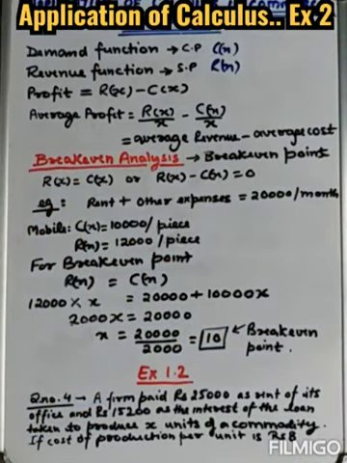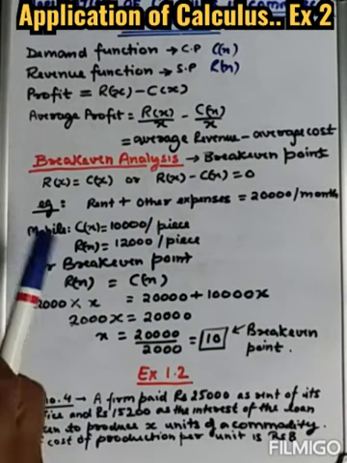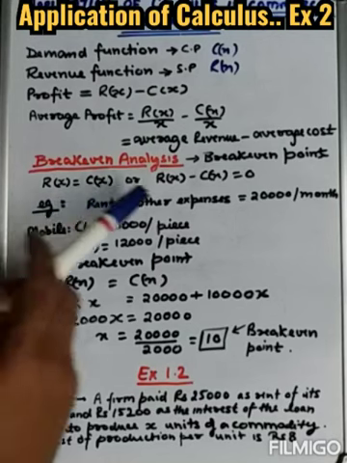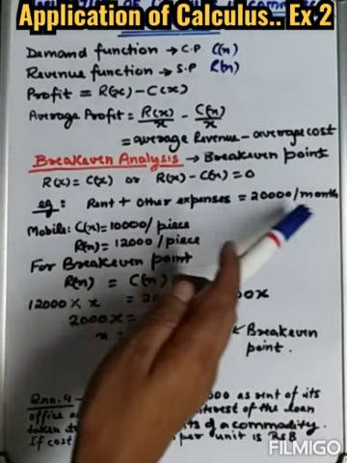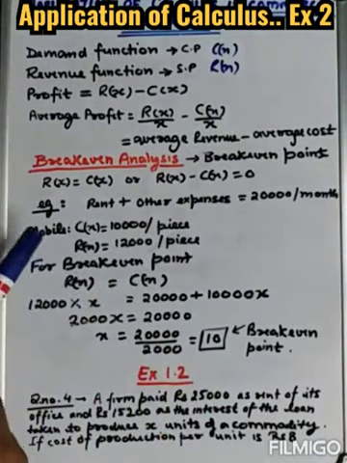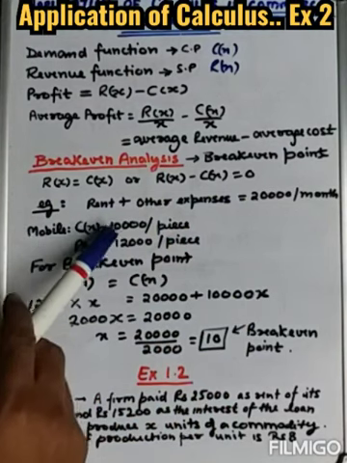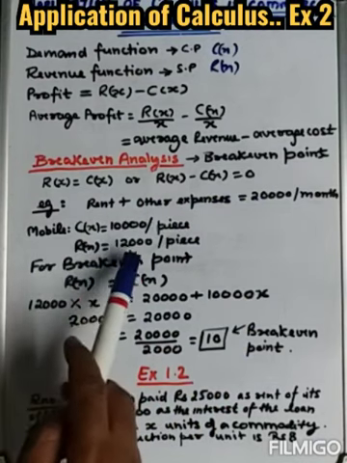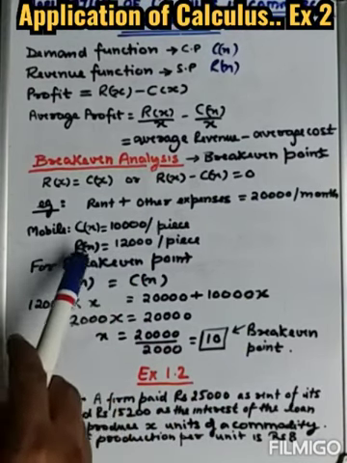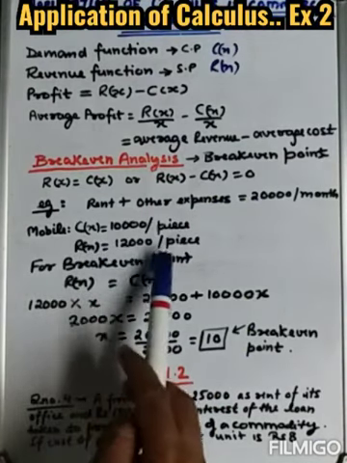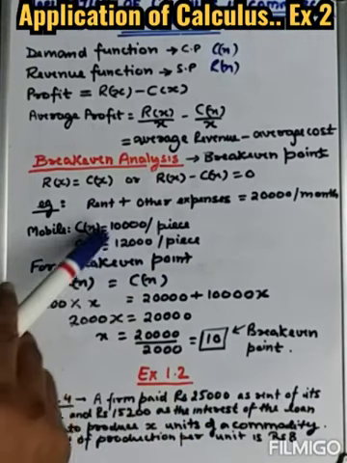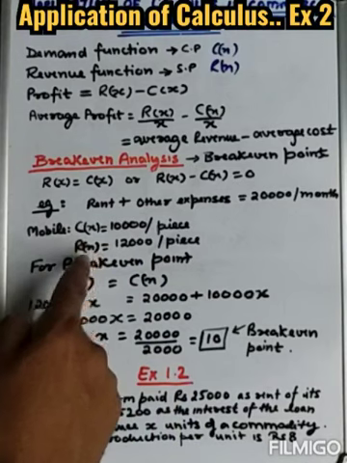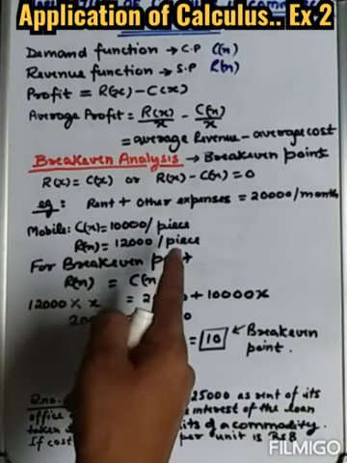Suppose we are running a business and the rent and other expenses are 20,000 per month. And we are running a mobile shop in which the cost is 10,000 per piece on an average, and the revenue function, that is the price at which we are selling the article, is 12,000. We are buying that article at 10,000 and selling it at 12,000.